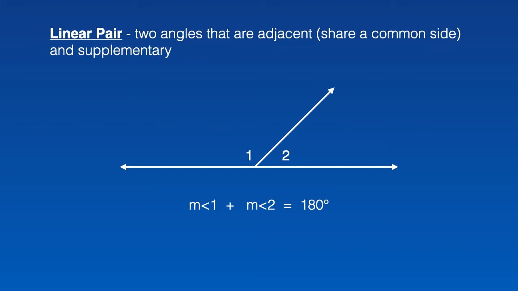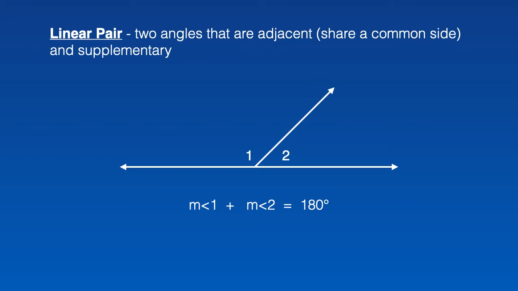And I believe this is the last definition. This is something that we didn't talk about a lot in class, but it's something that you need to know. A linear pair is when you have two angles that are adjacent. Adjacent means next to each other. So if they're next to each other, they share a common side. So a linear pair is two angles that are adjacent and supplementary. That means they add up to 180.